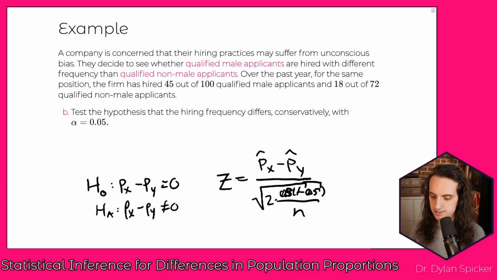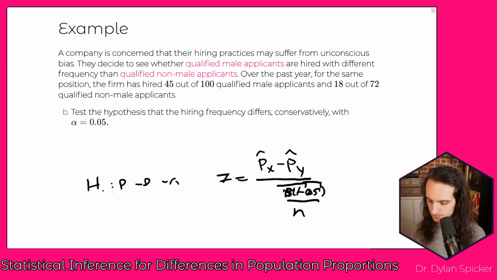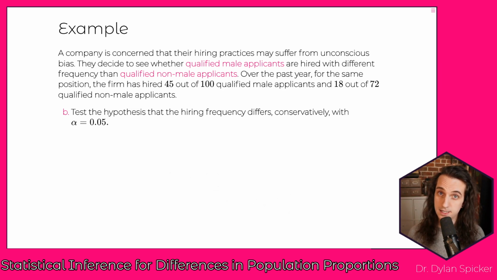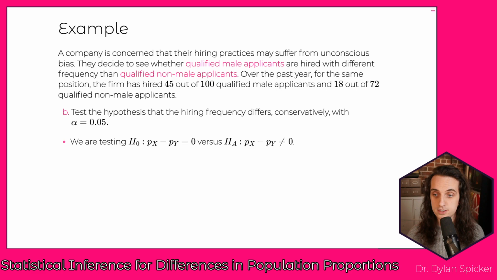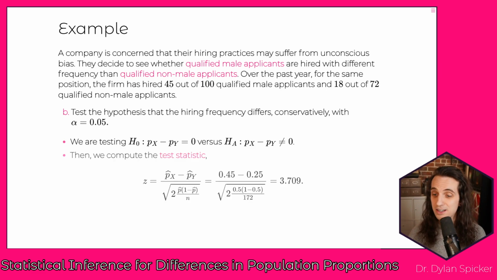By replacing these values and plugging in the other values that we've observed, we can test the hypothesis in a conservative manner. So we take the null and the alternative, equal to 0 versus not equal to 0. We plug in to get our z-score here, plugging in 0.45, 0.25, and then 0.5 as our conservative value. We find that that is going to be a value of 3.709.